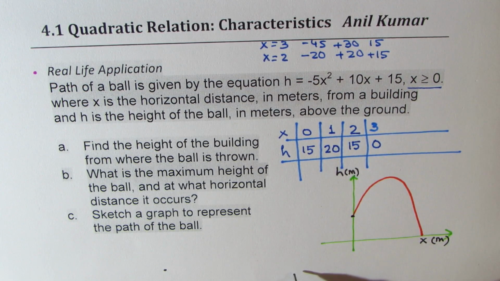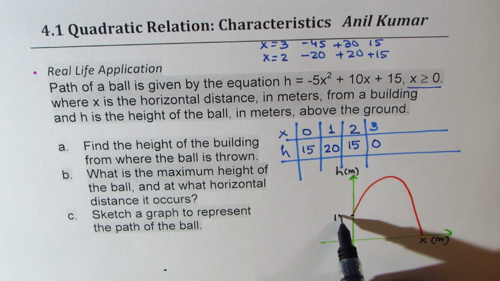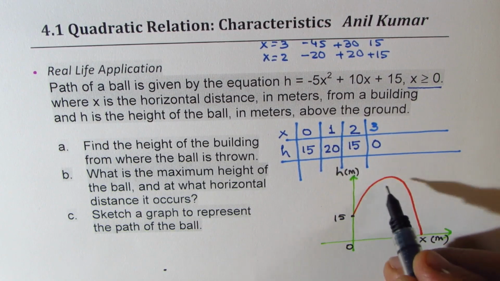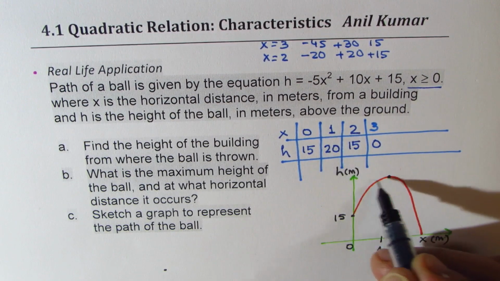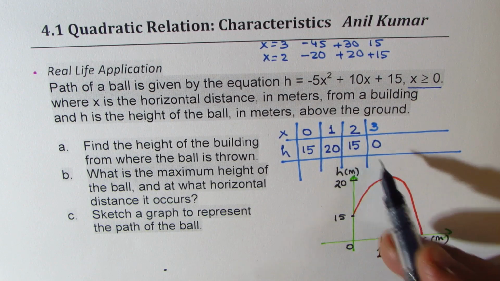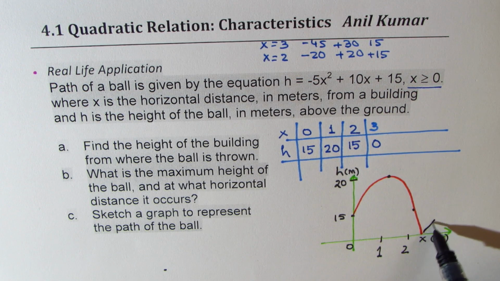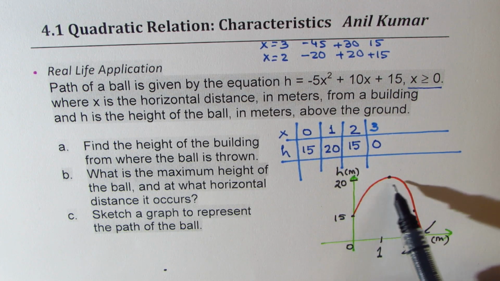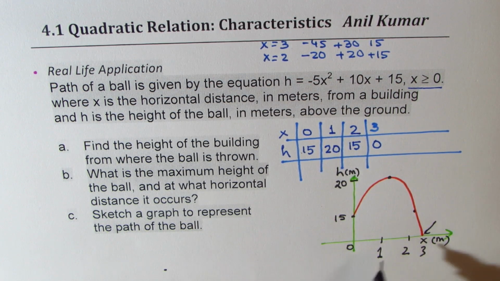So this is the starting point. The ball is thrown from somewhere in the building, maybe the top, whose height from where it is thrown is 15. At 0 it is 15. Maximum occurs at x equals 1, which is 20, right? So the maximum height is 20. At 2 it is again 15. And at 3 it hits the ground. So the ball is in the air for 3 meters. So that's the graph for you.